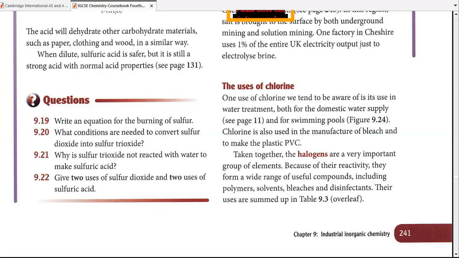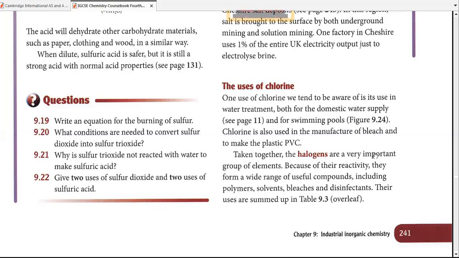Chlorine is used in the manufacturing of bleach. Bleach is something that can convert a colored substance into a colorless substance, and to make the plastic PVC, polyvinyl chloride. This PVC plastic manufacturing is a part of chapter 11. So here they don't explain it anymore because they're going to explain it in chapter number 11. Okay.